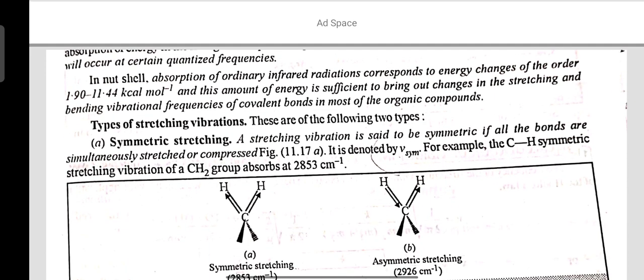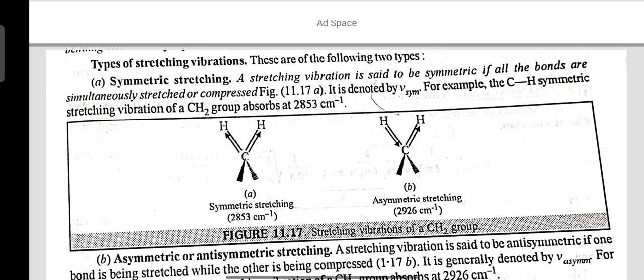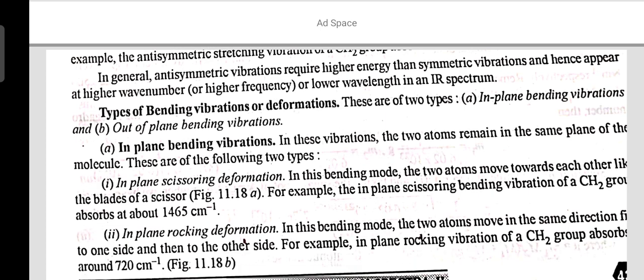Types of stretching vibration: symmetric and asymmetric. Symmetric stretching: a stretching vibration is said to be symmetric if all the bonds are simultaneously stretched or compressed. Asymmetric stretching: a stretching vibration is said to be antisymmetric if one bond is being stretched while the other bond is compressed. Types of bending vibration: in-plane bending and out-of-plane bending.